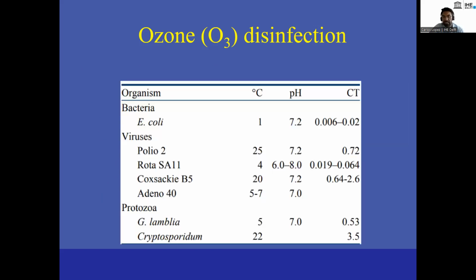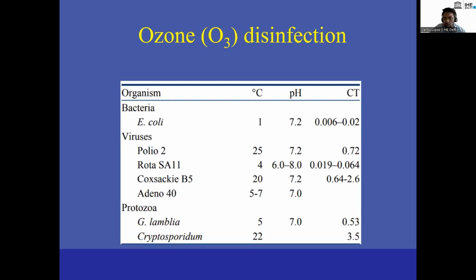So these are some of the CT values suggested for disinfection of these indicator organisms. If instead of chlorine, we use ozone, the CT value for E. coli is 0.006 to 0.02. For the removal of viruses like polio, rota, adenoviruses, we need values of 0.72, even lower for rotaviruses, 0.064, or up to 2.6 if we are targeting the virus Coxsackie B5.